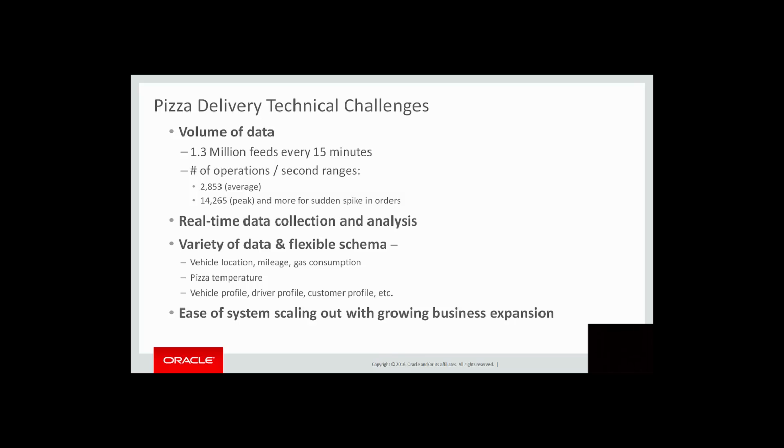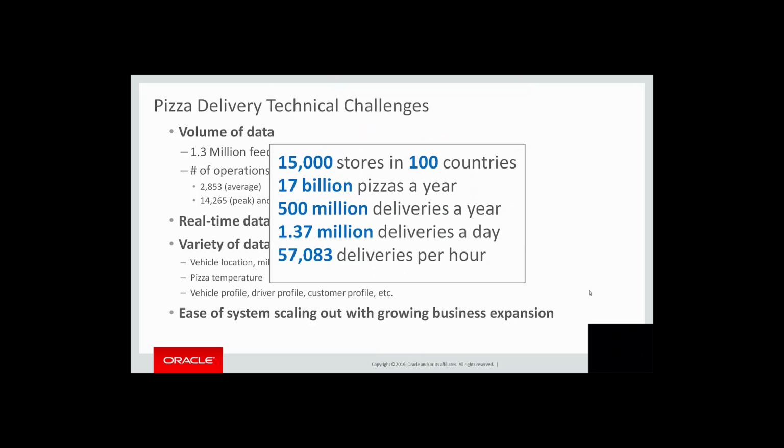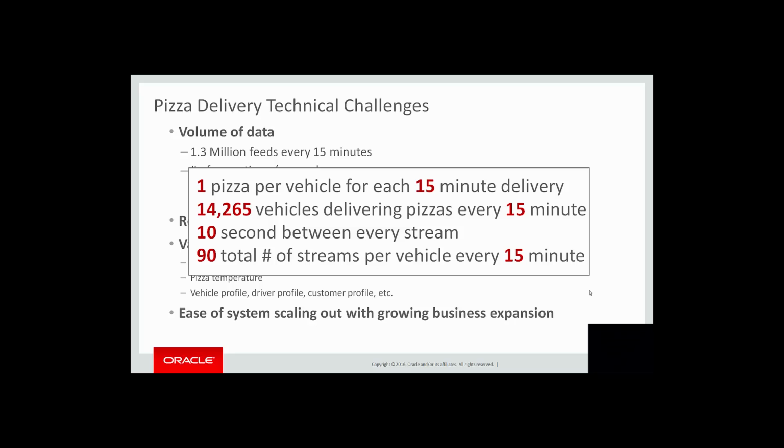And also, there's a variety of different data, and he needs some sort of flexible schema to store this data as well. And the system would need to scale out with his growing business. So remember, his plan was to open 15,000 stores in 100 countries and deliver 17 billion pizzas a year, and you can read the rest of the numbers that I presented before. That means one pizza per vehicle for every 15 minutes delivery. Let's make that an assumption there.